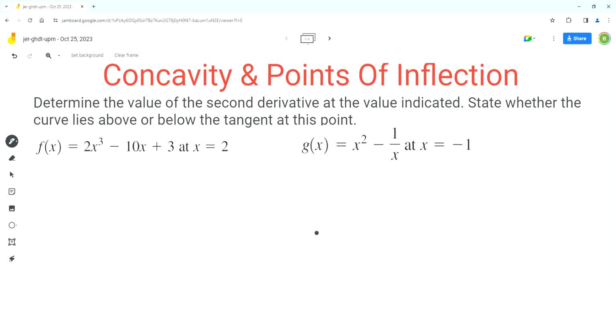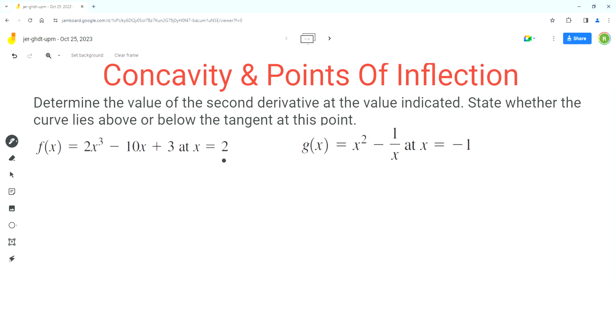So in this video, we'll solve this problem using the concepts of second derivative. As per the problem, determine the value of the second derivative at the value indicated. State whether the curve lies above or below the tangent at this point. The first function is f(x) equals 2x cubed minus 10x plus 3 at x equals 2. So we have to determine the value of the second derivative for this function f at x equals 2.